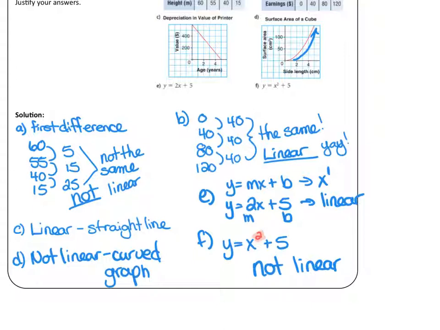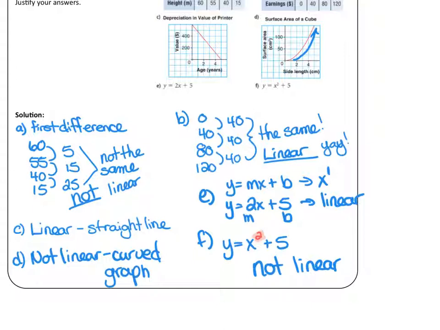So those are the differences. You have to look, if you are given a table, do those first differences, find out what the differences are between all those y values. If they are the same, then they're linear. If they're not the same, then it's not linear. Look at the graph. Is it a straight line or not? If it's a straight line, then yes, it's linear.